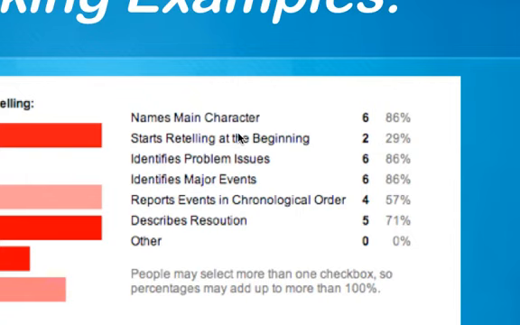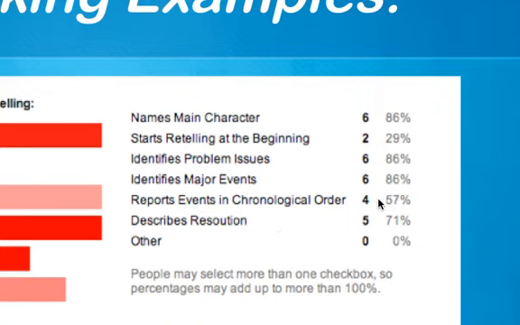But he was strong in naming the main character, identifying problem issues, identifying major events, and describing the resolution. He needed a little help, but he did a good job. Now, this supported what I was finding throughout. I knew that he was having a hard time starting retelling stories at the beginning. Look, that shows in my data, 29%. I knew that. He also had a hard time reporting events chronologically.